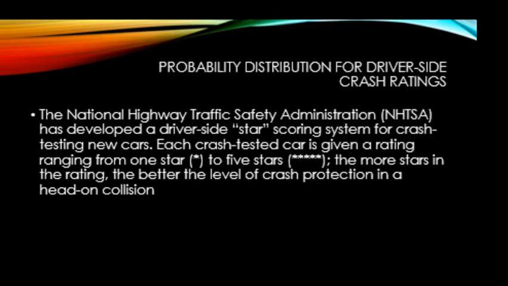So in this example, the National Highway Traffic Safety Administration has developed a driver's side star scoring system for crash testing new cars. Each crash tested car is given a rating ranging from 1 star to 5 stars. And the more stars in the rating, the better the level of crash protection in a head-on collision. So now if you think of this experiment, the discrete random variable is the number of stars, and the possible values of this discrete random variable are 1, 2, 3, 4, or 5.